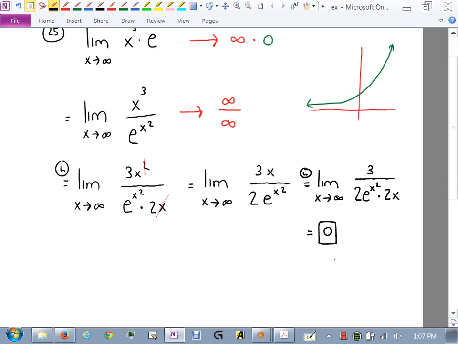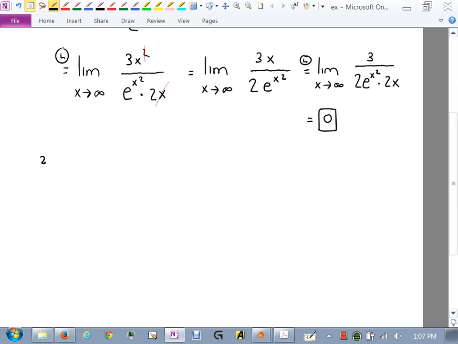Number 29. X is going to approach 0 from the right. One over x minus 1 over e to the x minus 1.